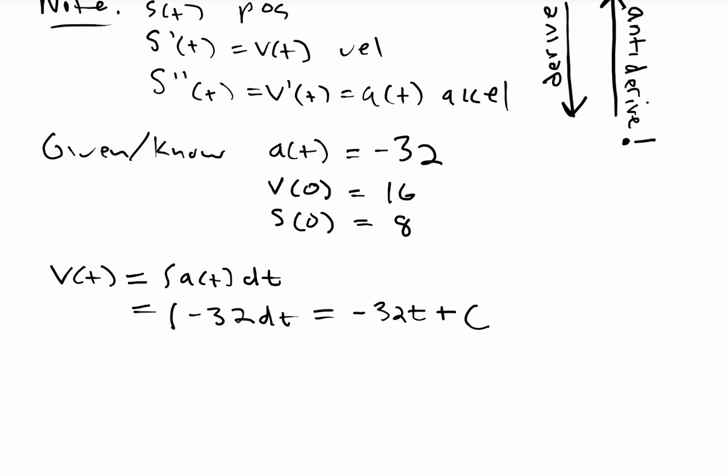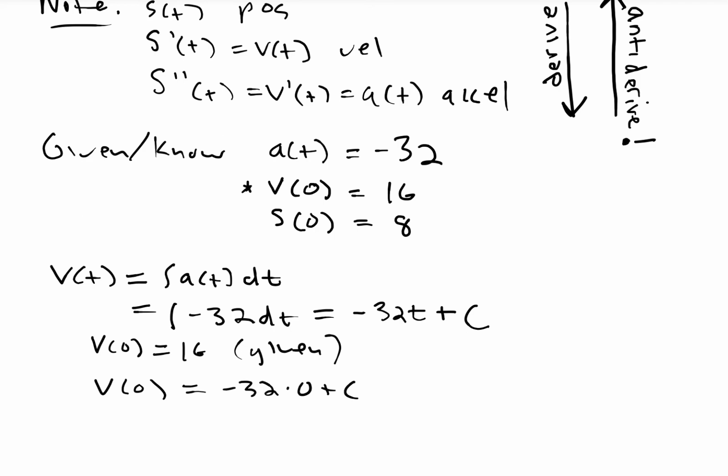But I also know my initial velocity was supposed to be 16. So there's two ways I can compute my initial velocity, okay? We know that v of 0 is equal to 16 because this was given information, but we also know that v of 0 is minus 32 times 0 plus c. You can get this by plugging in, right? If I set both of these things equal, 16 is equal to minus 32 times 0 plus c.